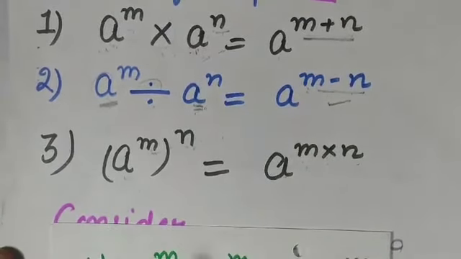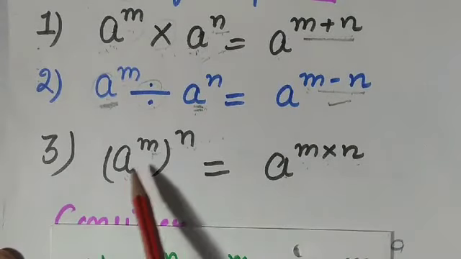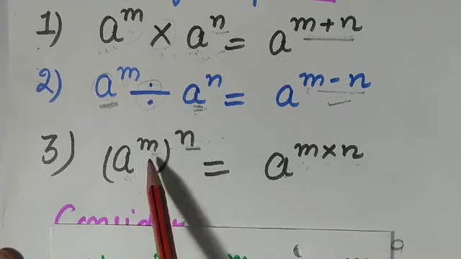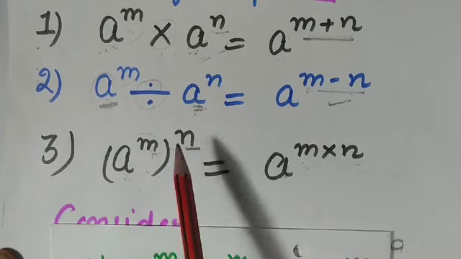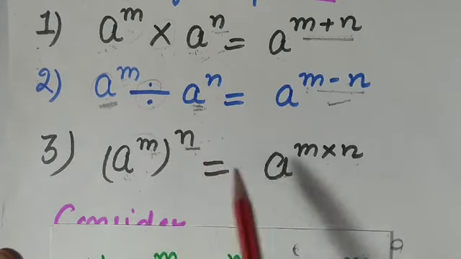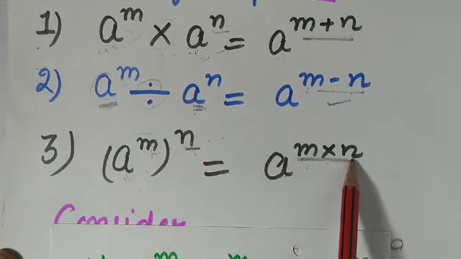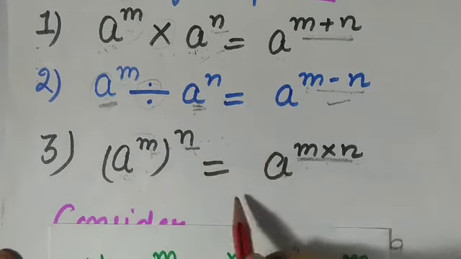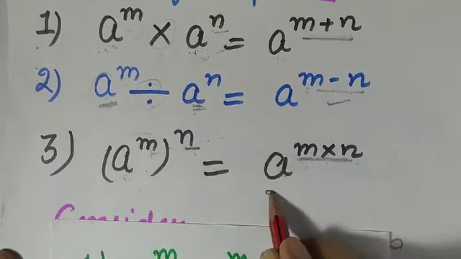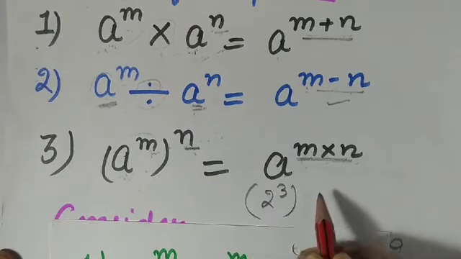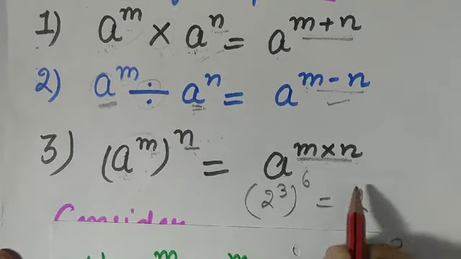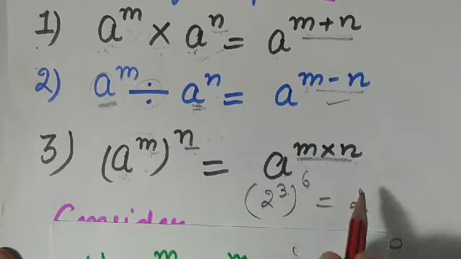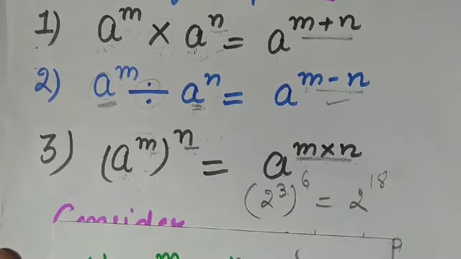Third law we have learned is a to the power m whole raised to the power n. If you have the exponential numbers having one more power, then the powers get multiplied. Let me consider an example. 2 raised to the power 3 and raised to the power 6. So it will be 2 raised to the power 3 into 6, that is 18. This is the third law.